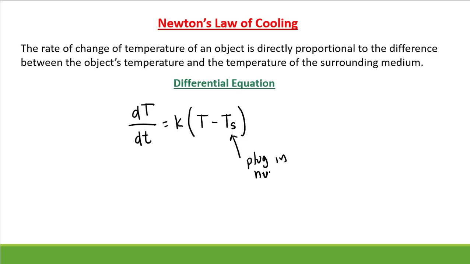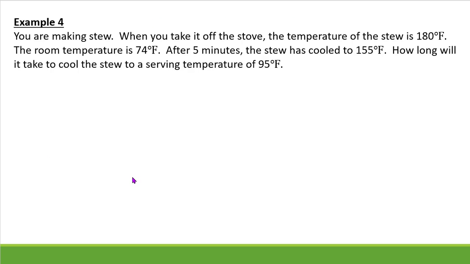Okay, I'm making a stew. When I take the stew off, the temperature is 180 degrees Fahrenheit, the room temperature. So this is that surrounding area that I'm going to be plugging in. After 5 minutes, the stew is cooled to 155. How long will it take to cool the stew to a serving temperature of 95?